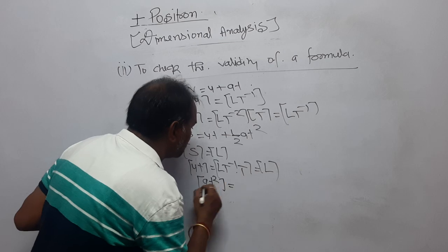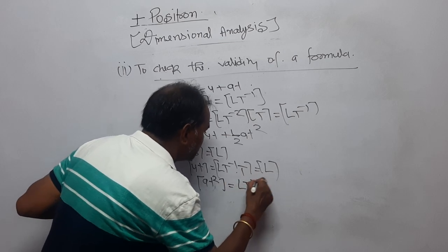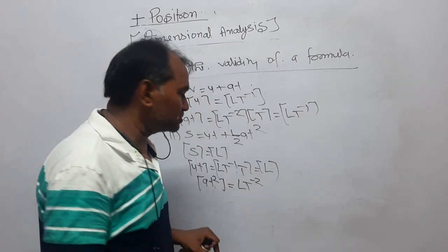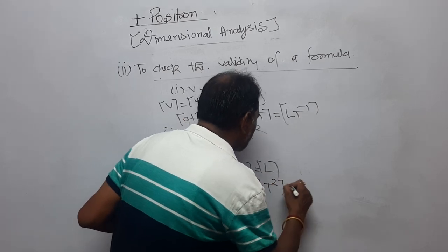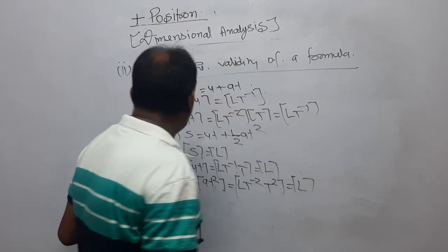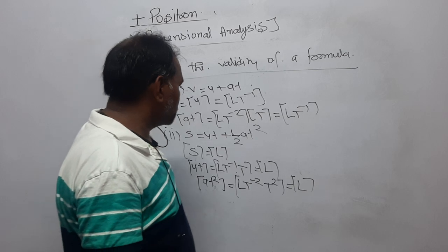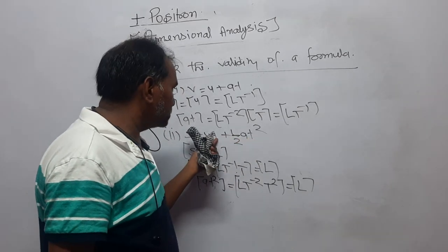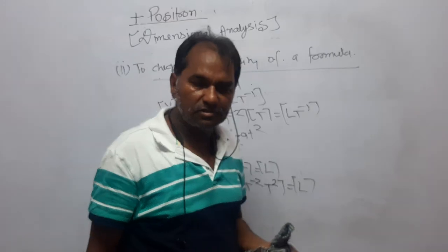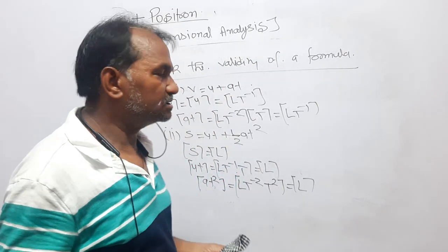So a t square has the dimension: a has L T to the power minus 2, meter per second square, and t square has T square. So again it turns out to be L. So all these have a dimension: s is equal to ut plus half a t square. s is L, ut is L, half a t square is also L. It means dimensionally it is correct.